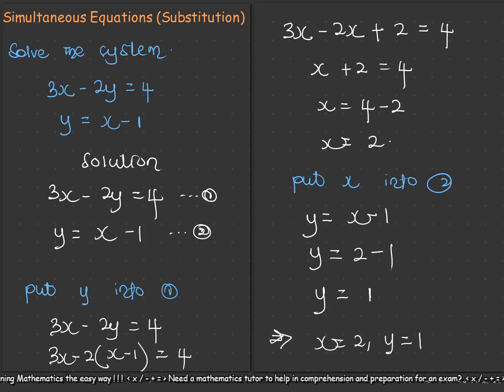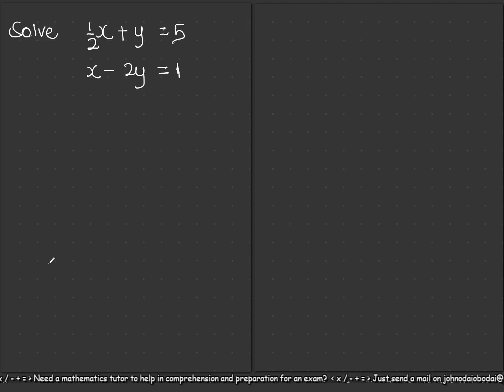Let's pick one other example, and this one would involve a fraction. Looking at this question here, you have to solve half x plus y equals 5, and x minus 2y is equal to 1. So how do we go about this?